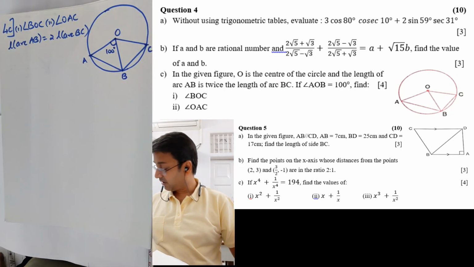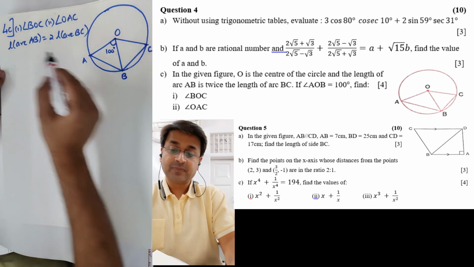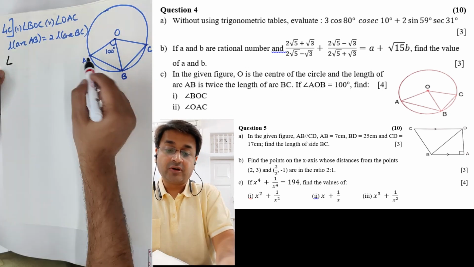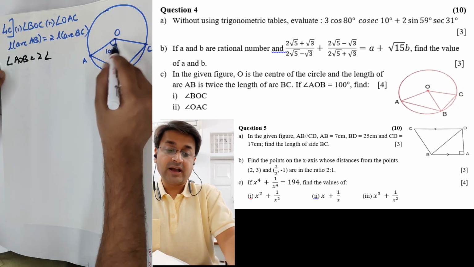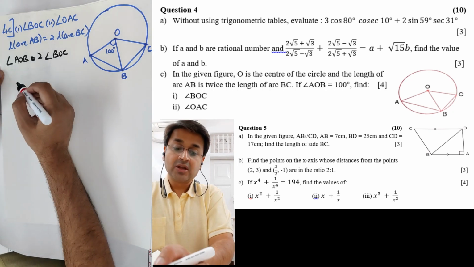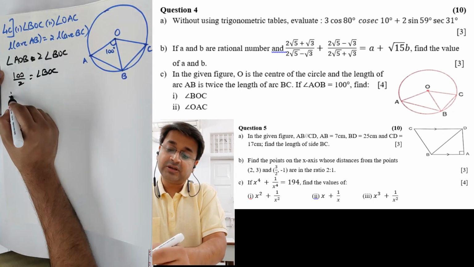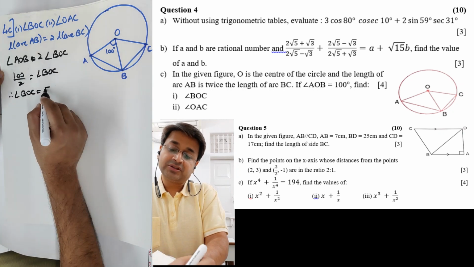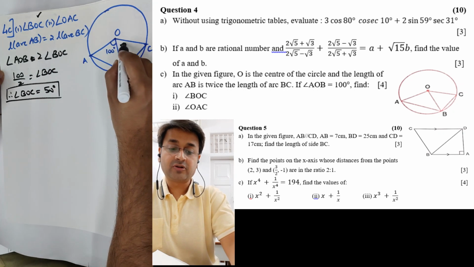Question 4C from circles. They say length of arc AB is double of BC. So that's the starting point. So for arc AB you can say angle AOB is double of angle BOC. Okay, because angles and arcs are same. So AOB is 100 divided by 2 will become BOC, and therefore we get BOC as 50 degrees straight away. That's our first part of the question.